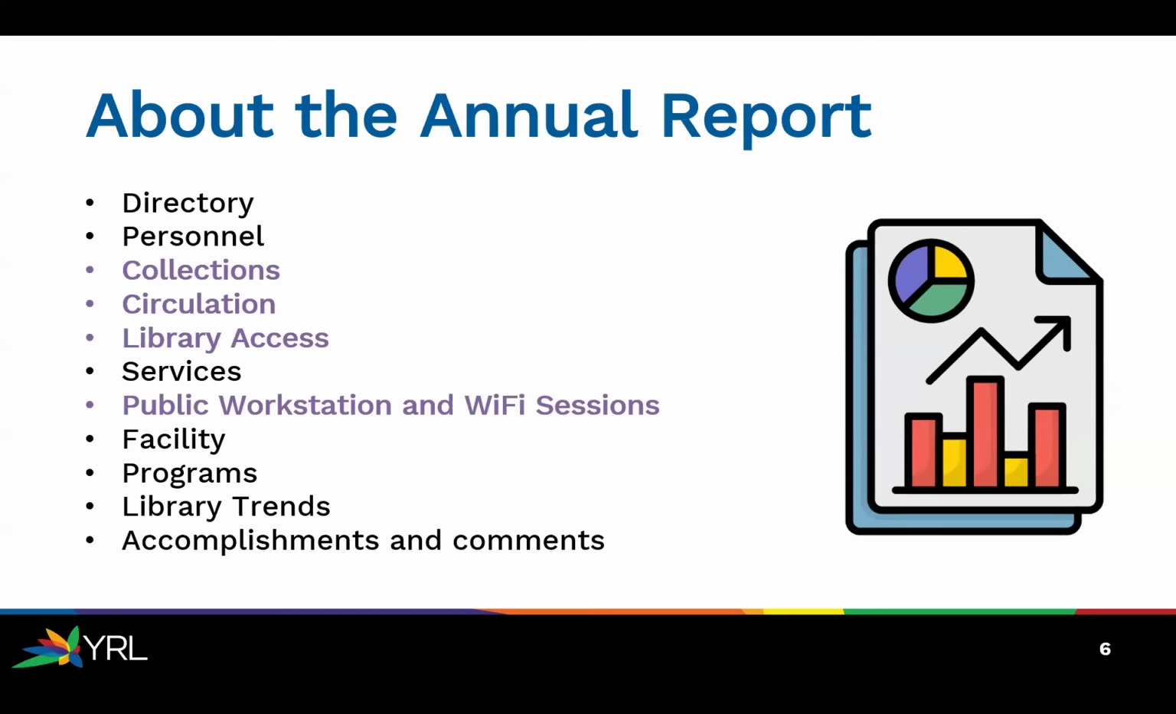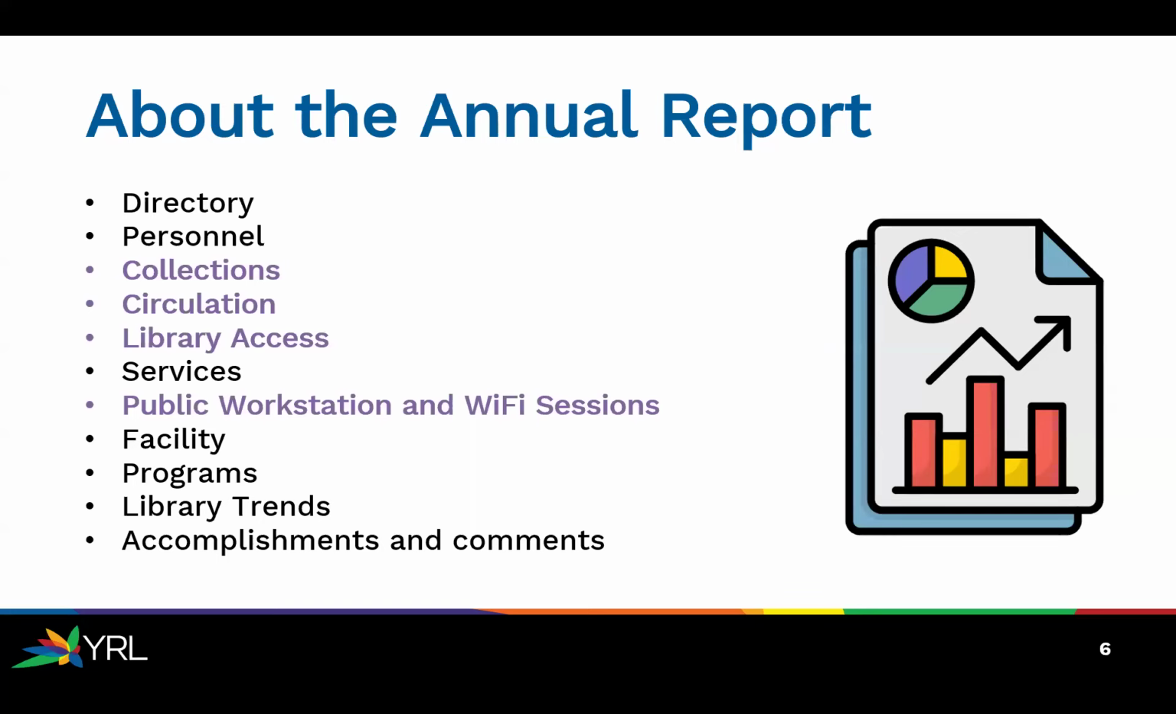The main areas that Yellowhead provides data for are those ones bolded in purple there. So that's collections, circulation, library access, and public workstation and Wi-Fi sessions. So those are the areas that we're going to focus on today. But please do reach out if you have questions that fall under those other categories. We might not have the exact answer for you, but we can help you work it out.